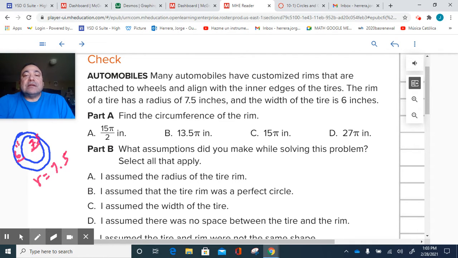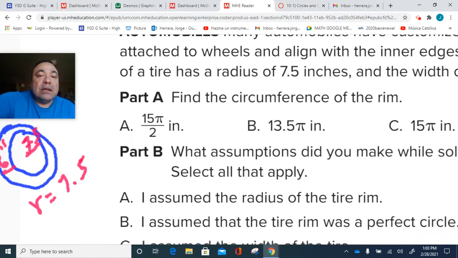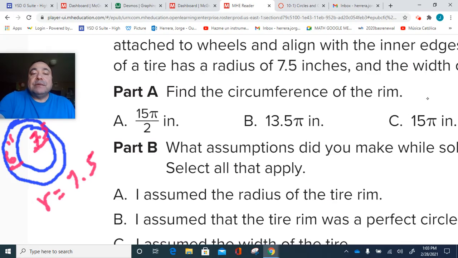And they would like to find the circumference of the rim, and only the rim, guys, for this one. So they just want the circumference of the rim. We will not even worry about the tire right now. So we can visualize this. They would just want the circumference of the rim.